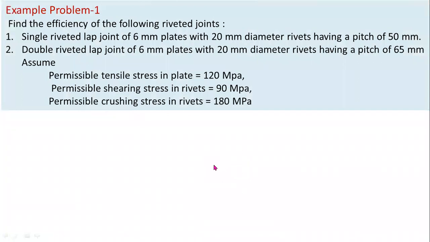Now, this is the example problem. Find the efficiency of the following riveted joints. First problem is a single riveted lap joint, n equal to 1, of 6 mm plates with 20 mm diameter rivets having a pitch of 50 mm. This is question number one, case one.